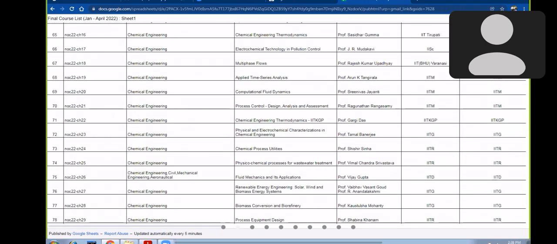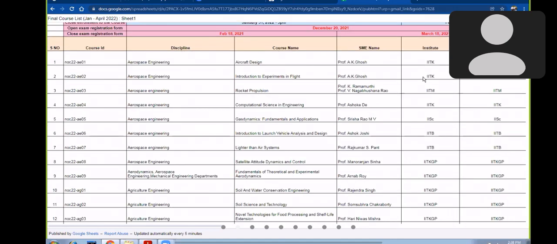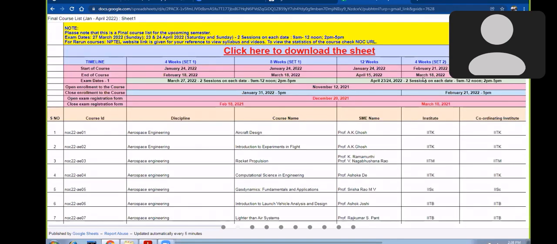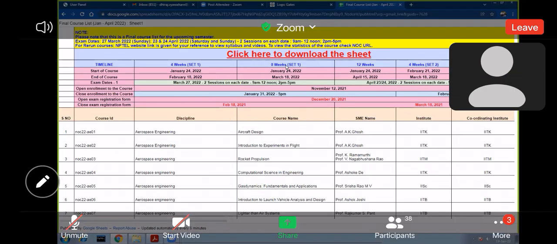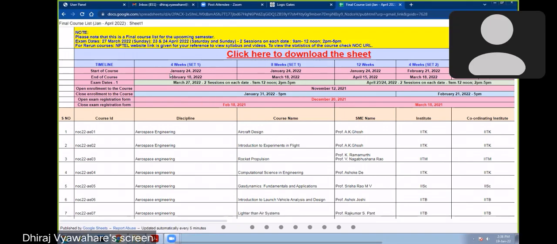You have to register for that, and after registration, you will get your login. Some courses are of 4 weeks, some courses are of 8 weeks. The starting date of the course is 24th January. You have to fill the exam fee in the February month. The exam will be on the 27th. Some courses are 8 weeks that are also starting from 24th. Some are 12 weeks that are also starting from 24th.